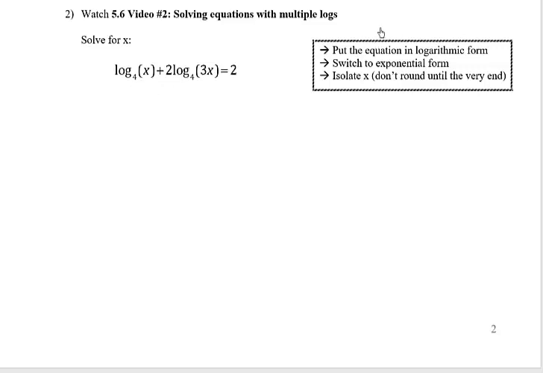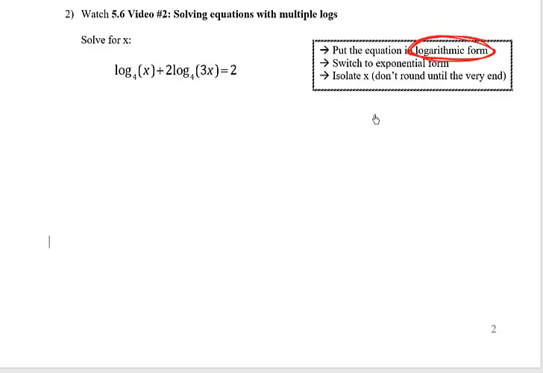Now, what I've done over here on the right is I have put the box from the lesson where we first solved equations with logs. These were the steps we followed. We're going to follow the same steps right now. Put the equation in log form, switch to exponential form, and then isolate x. The key is this first part, put the equation in log form.